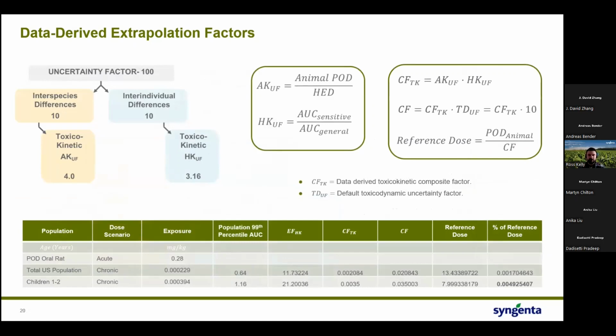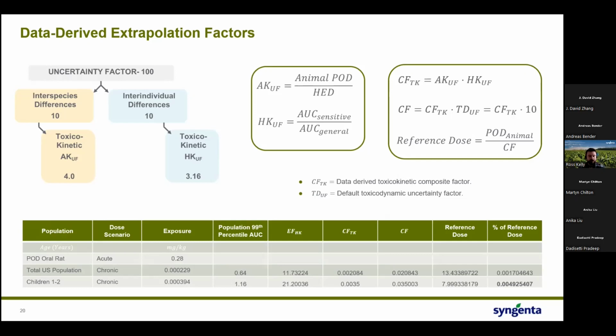And what we can do is now use the inputs from our simulations to calculate some of these data-derived extrapolation factors that we can inform on. So we can take an animal point of departure, which we have, and the human equivalent dose, which we've simulated, and we can calculate this. And then we can look at the inter-individual uncertainty factor, which is below. And again, these outputs come from our model simulations.